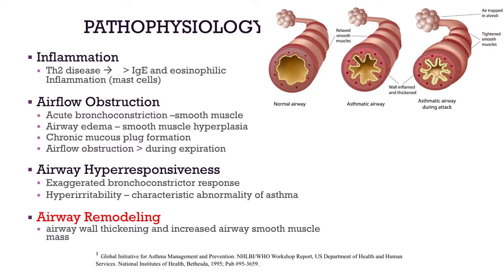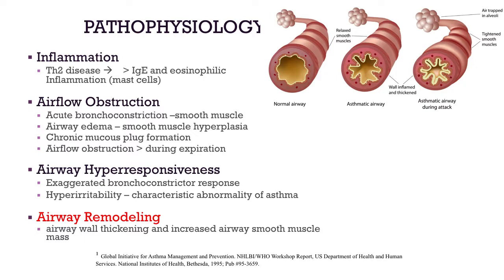The second characteristic is the airflow obstruction. So we can have acute bronchoconstriction, which is smooth muscle constriction around the airways. We get airway edema, which causes swelling of the airways and causes the airways to be reduced in size. This causes chronic mucus plug formation, further obstructing the airways, which results in our overall airflow obstruction, specifically during expiration. So it leads to a little bit of air trapping. It's harder to breathe out, which is why you have that wheeze when you breathe out.